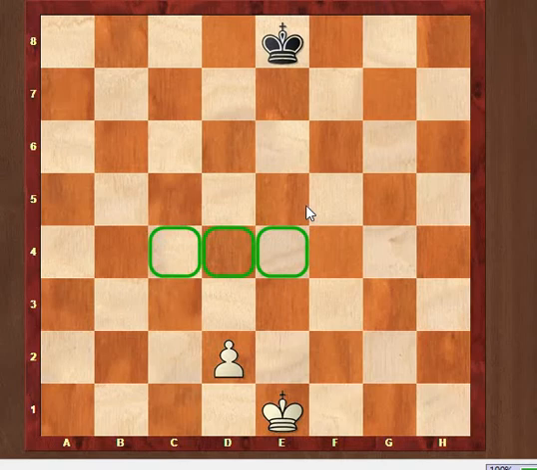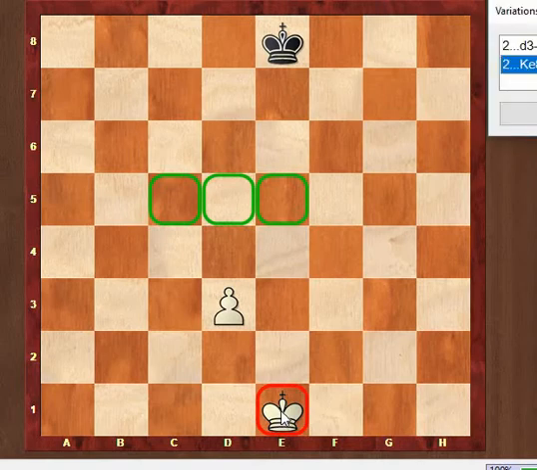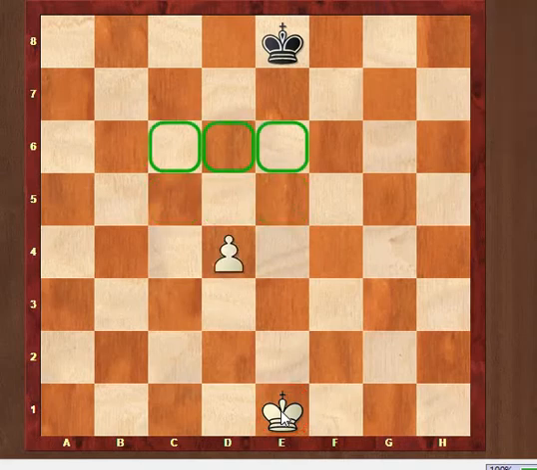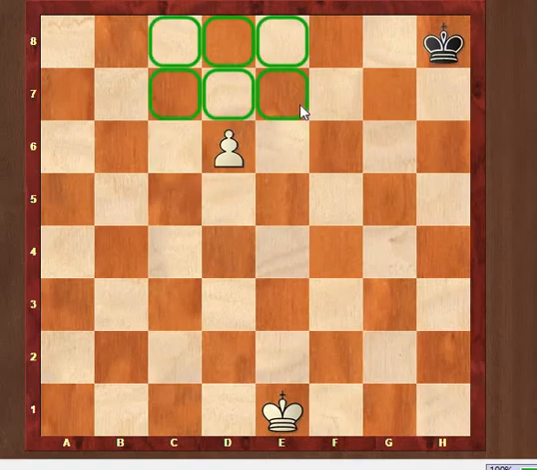Very good. Moving the pawn is a bad move because by moving the pawn, I am moving the key squares further away from my pawn. See my king here. This is my king here. If I move the pawn again, look. If I move the pawn again, I'm moving the key squares even further away from my king.